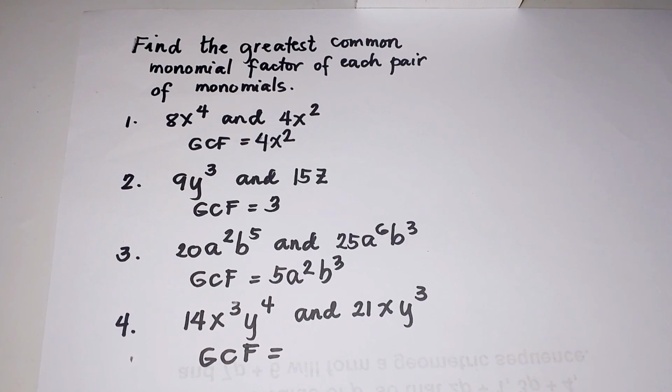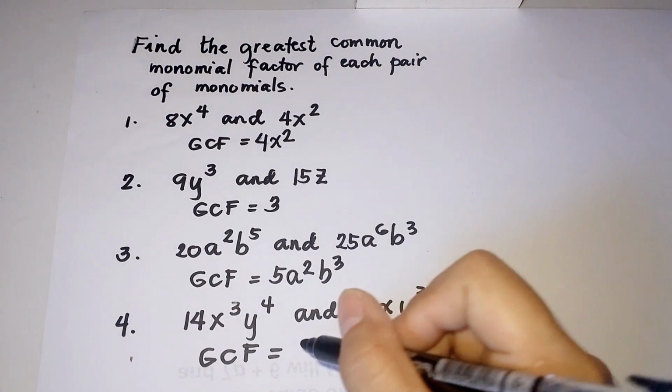For number 4, 14x cubed y to the fourth and 21xy cubed, what will be the greatest common factor?